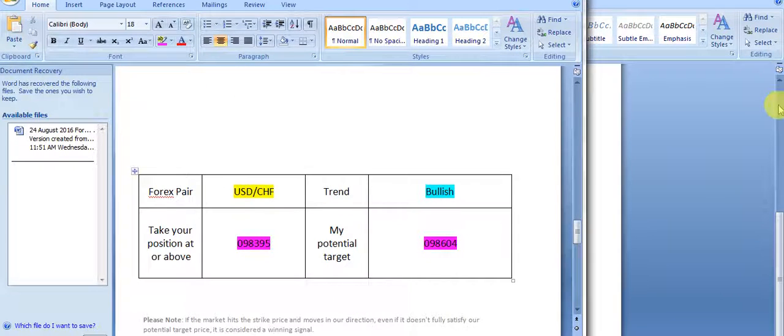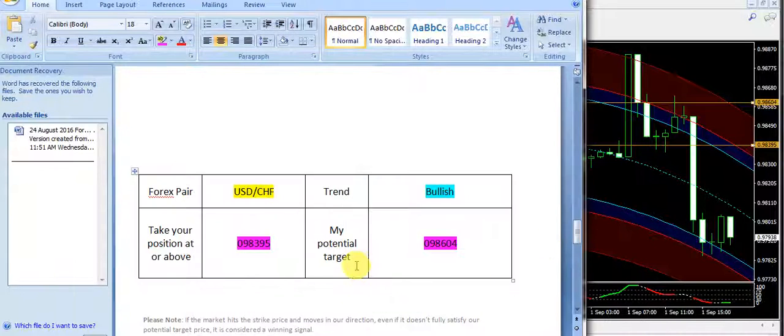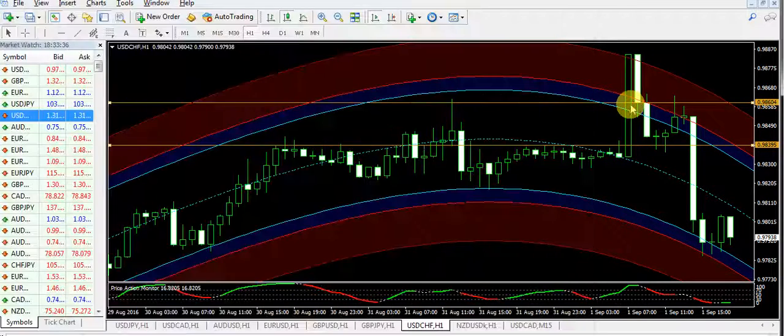Because the signal expired a few hours ago. So basically I was bullish today, and 098395 was the entry. Look here, that was the entry, and 098604 was the exit for my signal. But the market even went beyond that level.